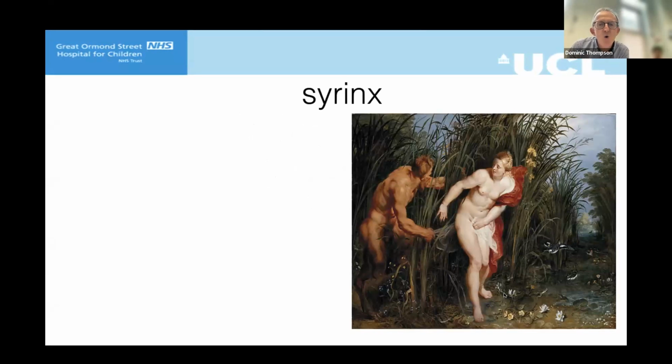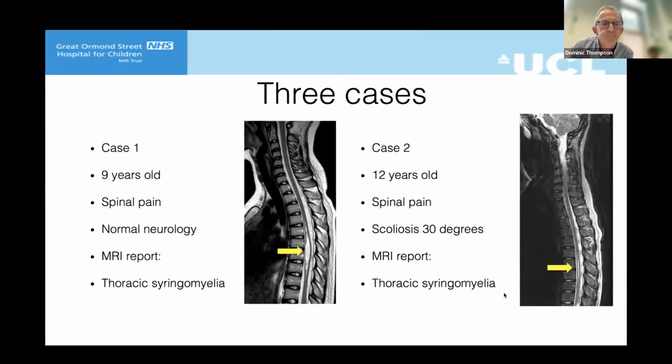As many of you will know, the term syrinx comes from the Greek myth written in Ovid. Syrinx was one of the nymphs, and she was pursued by Pan, who tries to grab her from the banks of the river Styx, but her sisters turn her into a hollow reed. That's where we get the term syrinx, the same as syringe. It basically means a hollow structure. But not necessarily all hollow structures in the spinal cord represent a syrinx.